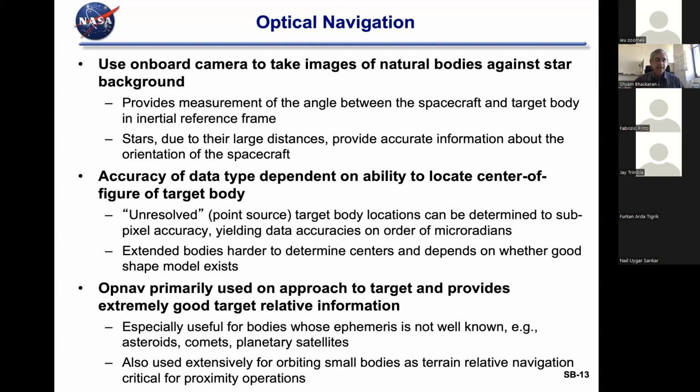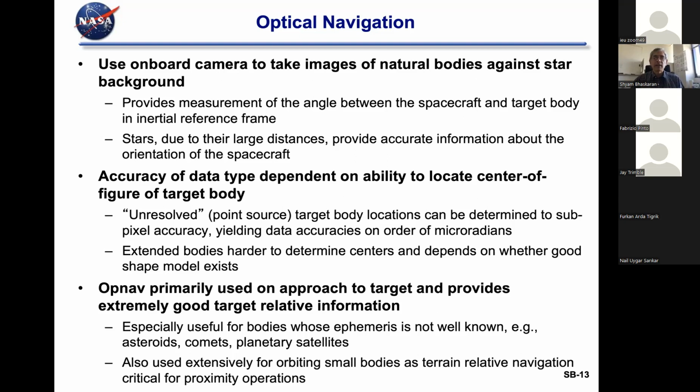The accuracy of that data type depends on the ability to locate the center figure of the target body. I think I'll show a picture of this in a second to explain that in more detail. The optical navigation is primarily used on approach to target bodies. It's really important because for missions to Mars, we know where Mars is to very high accuracy. But if you go out to the farther parts of the solar system, say to Uranus, Neptune, we don't know where the planets are at high accuracy.